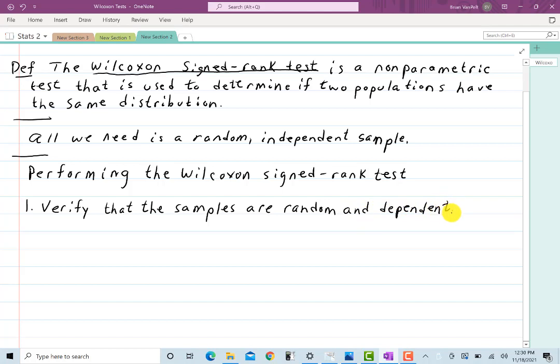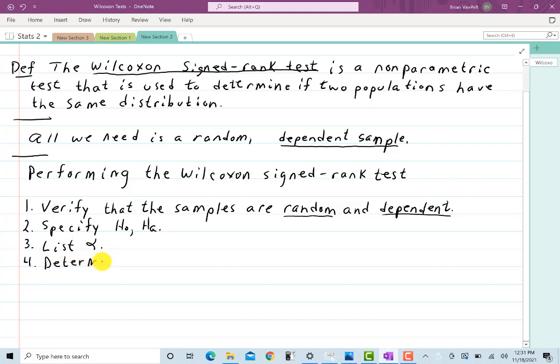Up top, I made a mistake. I said independent, but what I really wanted was dependent. So we need a random sample that is dependent. What are you talking about? They're going to come in pairs in this test. Specify H sub 0 and HA. List alpha.